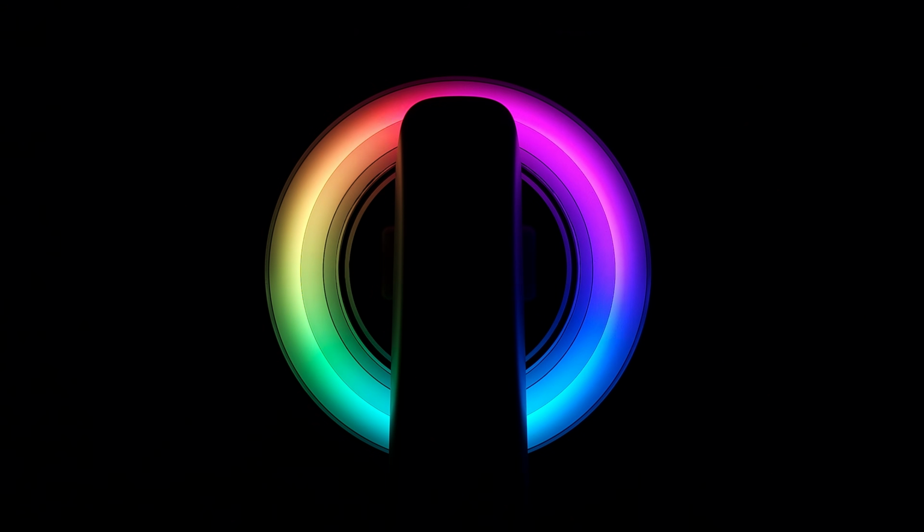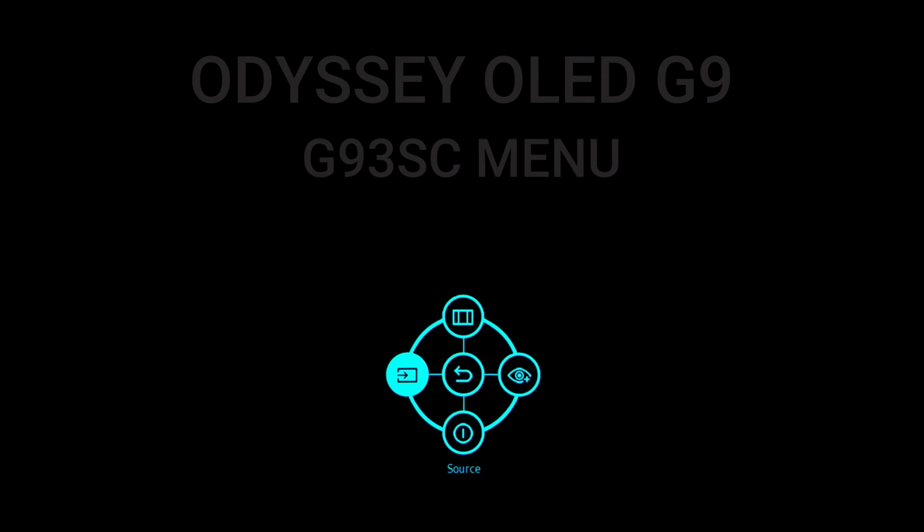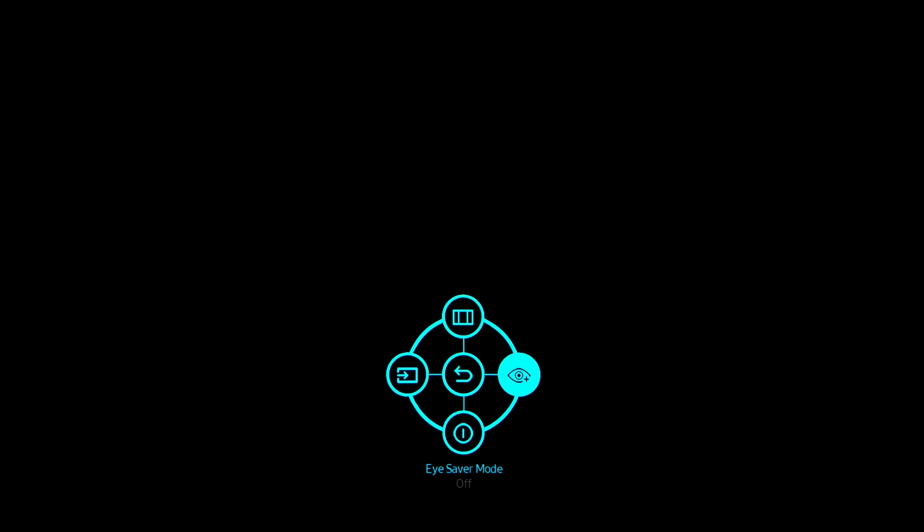Today we have the Samsung Odyssey 49-inch OLED G9's monitor menu. We'll give it a run through to help you make that awesome buying decision. This specific monitor menu is for the model G93SC. You can access the menu either through the Samsung controller or the joystick on the monitor itself.